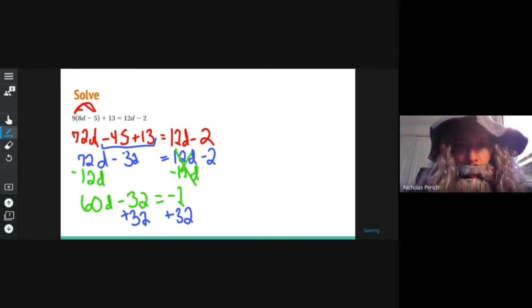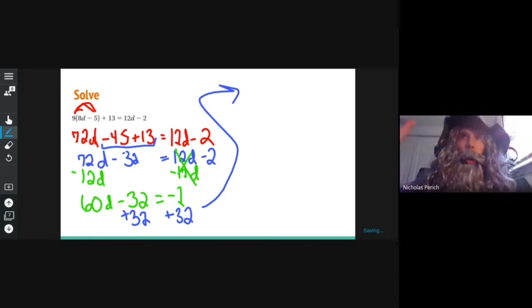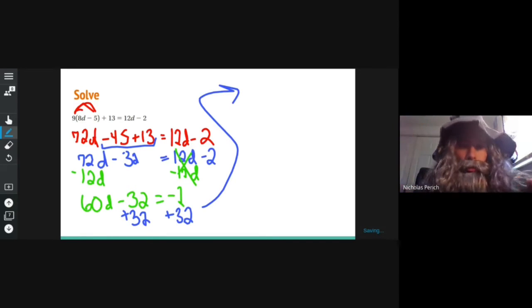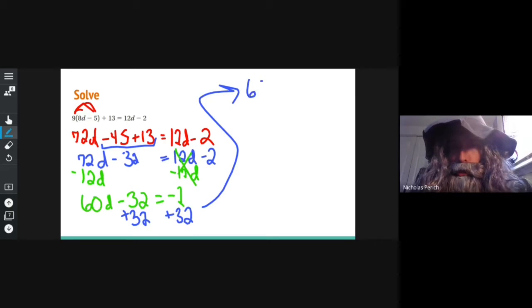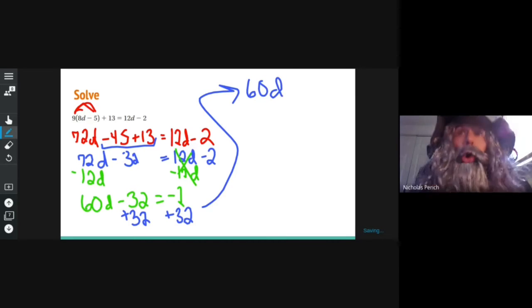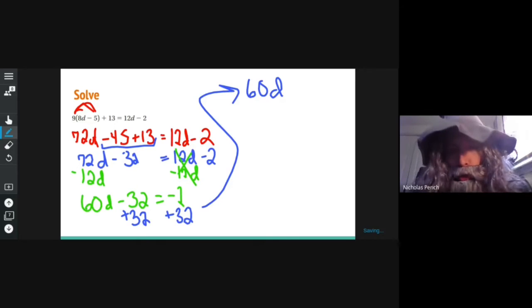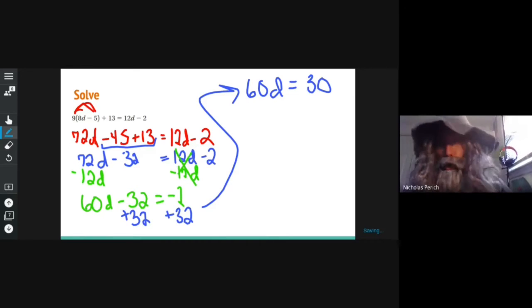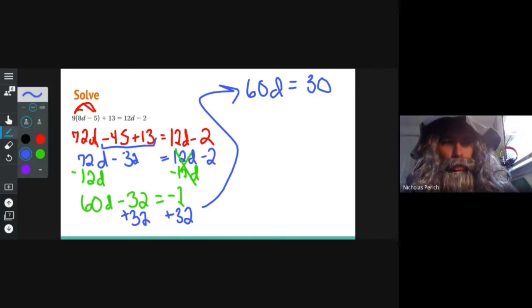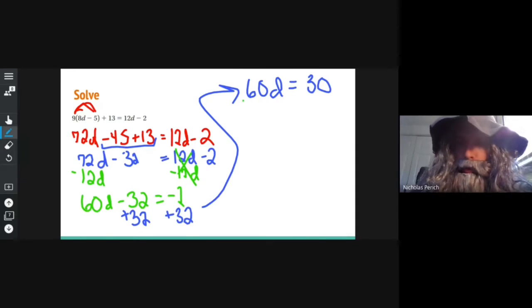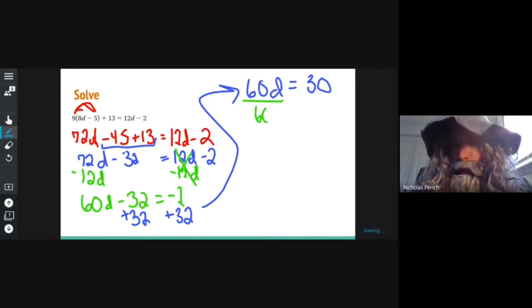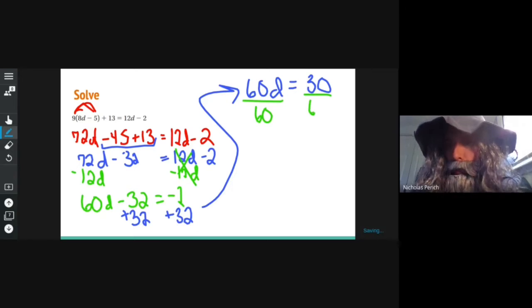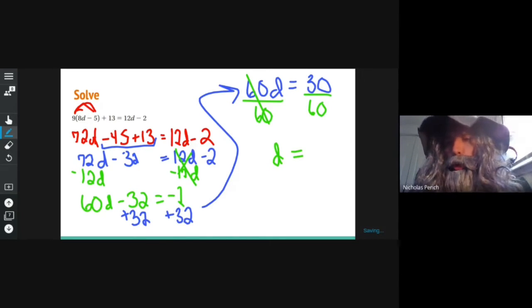Let's rewrite it up here. In the north, 60 demons equals 30. Is D all by itself? No. I have 60 multiplied to D, where the opposite of multiply is divide, and if I divide both sides by 60, that leaves me with D equals 1/2.